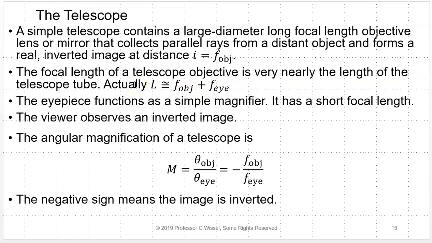Now, the eyepiece focal lengths are typically very small. They're like 10 millimeters, 20 millimeters, 30 millimeters, and they're used to set the actual magnification of the telescope. The objective has a very long focal length. The eyepiece functions as a simple magnifier. It has a short focal length. The viewer observes an inverted image. The angular magnification of a telescope is M equals theta objective divided by theta eyepiece, and that equals minus f objective over f eyepiece. And this just means that the image is inverted.